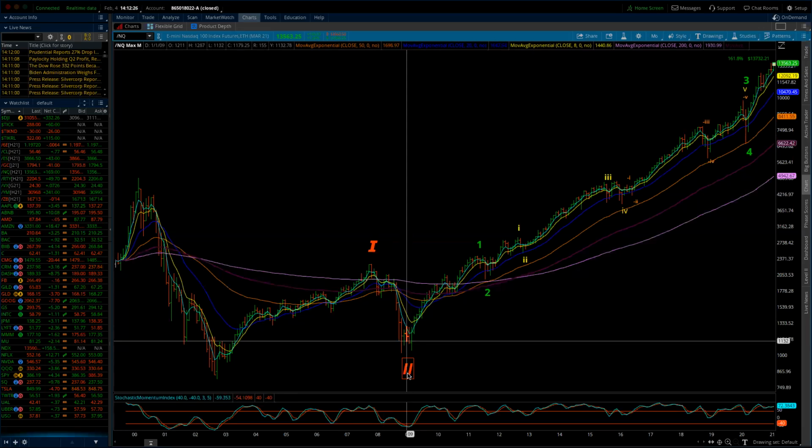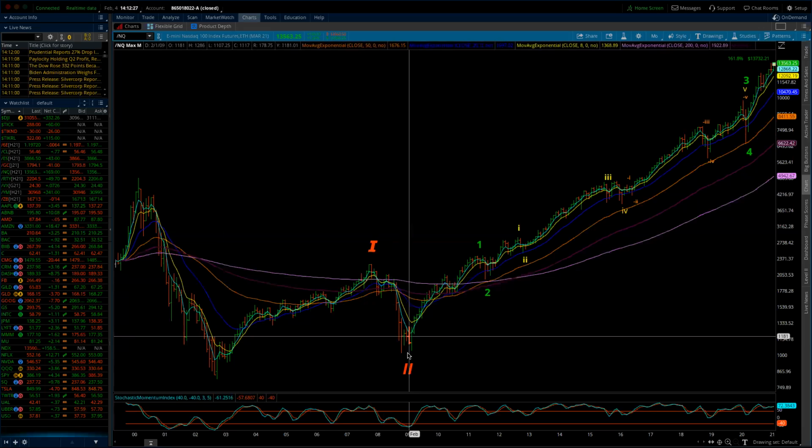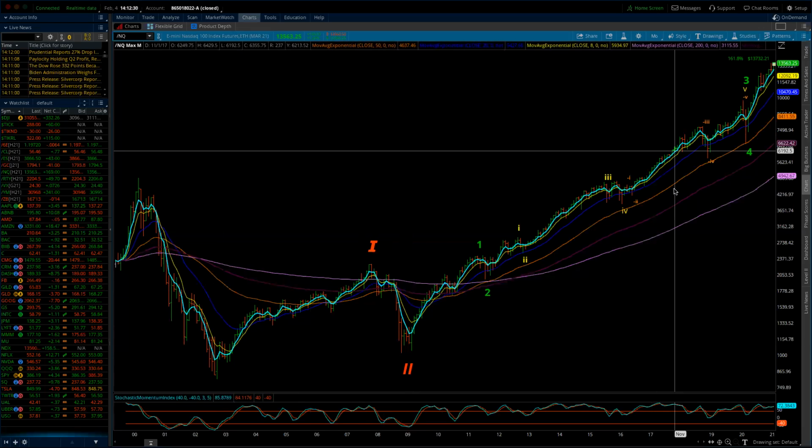Now, when you begin these things, wave 1 is the rally, wave 2 is the correction, and wave 3 is usually and most often the longest and the strongest portion of the rally or decline, depending on the direction of the trend. In this case, it's up. So our upside trend was going to be long.